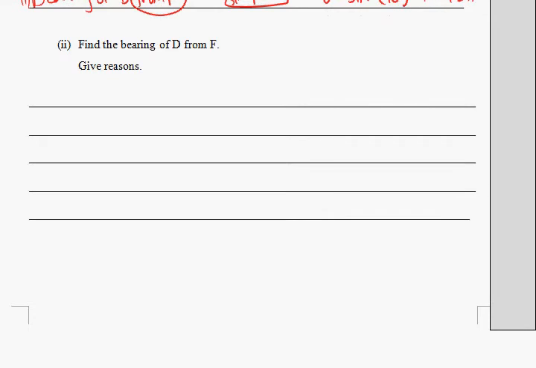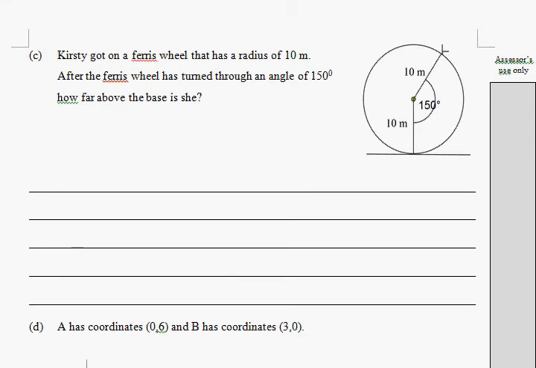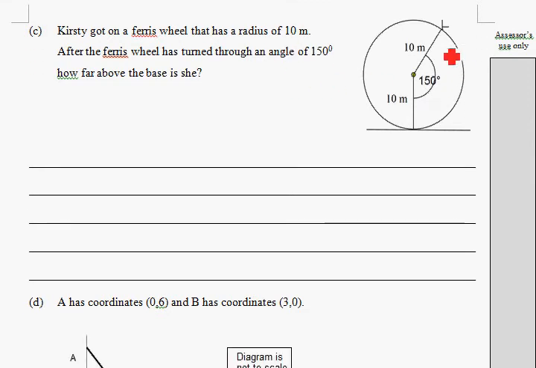Right, the next one has a Ferris wheel, and once again it seems to imply circle geometry, but we'll just have a quick read. Radius of 10, turn through an angle of 150. How far above the base is she? So we want to know that height. How far above the base is she?